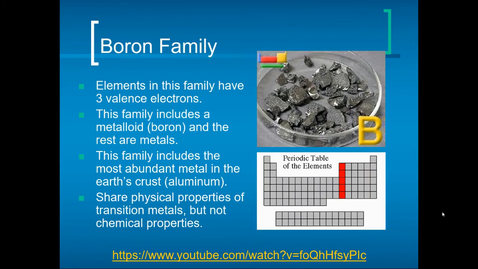Okay? And they share physical properties of transition metals, but not chemical properties. They look like transition metals. They have luster and things like that, but they behave differently because they have a different number of valence electrons. We're going to watch a video now on one of the elements in the boron family. That's kind of a neat element.